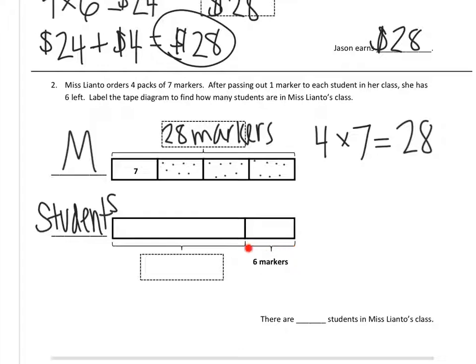This part of our tape diagram are the 6 markers that she has left. I know that the whole thing needs to be 28 markers, just like it is at the top. So that means I need to do 6 markers over here, and then I can put all of the rest of the markers in this first box until I get to 28. 7, 8, 9, 10.